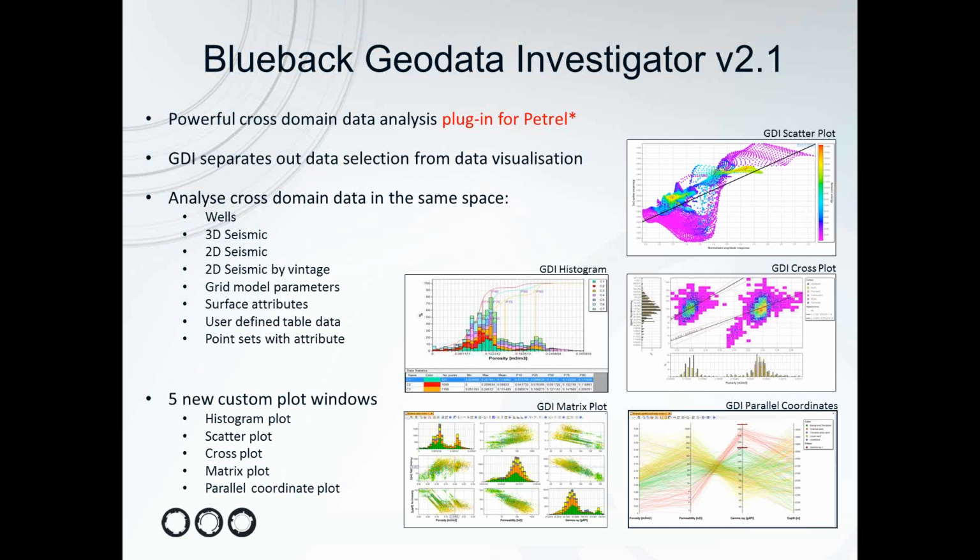GDI allows you to analyze cross-domain data in the same space. So this means you can plot 2D and 3D seismic data, grid models, surface attributes, table data, and point sets with attributes. They can all be analyzed in the same space. GDI also introduces 5 new custom windows. So we have a new histogram, a scatter plot, a cross plot, a matrix plot, and a parallel coordinate plot.